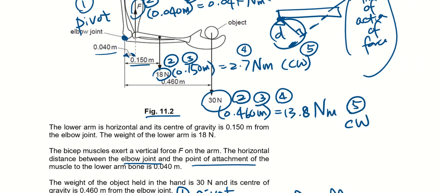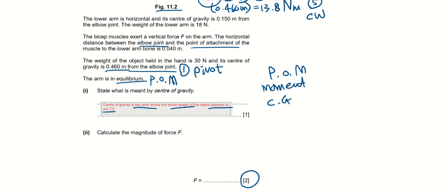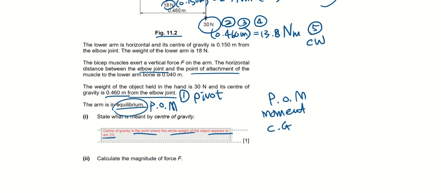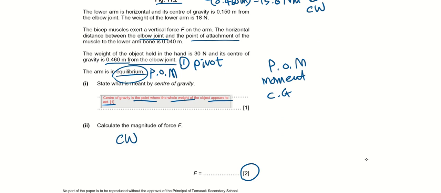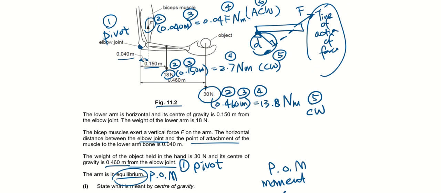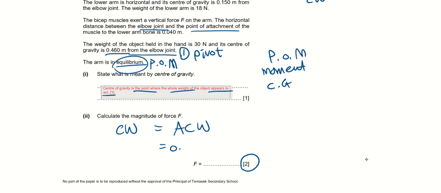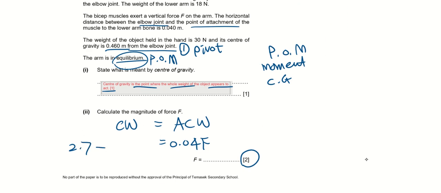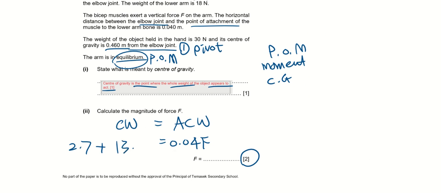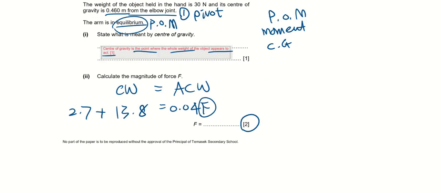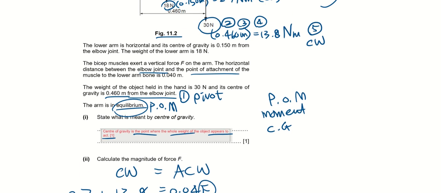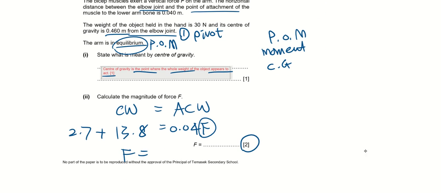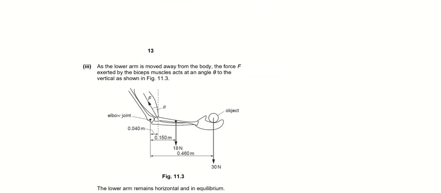And now, they tell us that this is in equilibrium. The arm is in equilibrium, therefore I can equate my clockwise moment equals to anti-clockwise moment. So anti-clockwise moment, I only have one, which is 0.04 F. Sum of clockwise will be 2.7 plus 13.8. So I only have one unknown, which is my F. Then my F will be 413 Newton. So follow the 6 steps, you are sure to be able to solve.